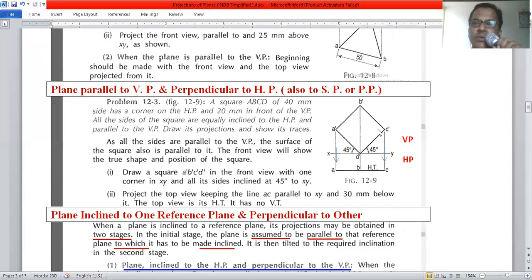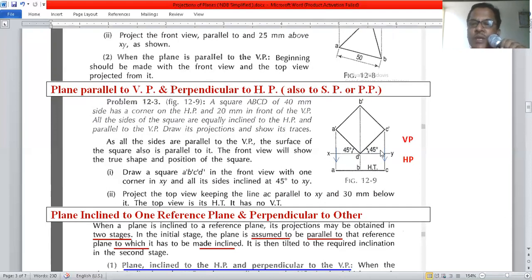Now for the square, we know that this angle is 90. This angle is 90. So from the end of this C dash, you draw this perpendicular line. This length is equal to this length. You can get the point. Now this one is already available, so you can join this. If you see, since these two lines are inclined 45, naturally these two lines are also 45 to the reference line. So that is how all the sides of the square are equally inclined to HP.